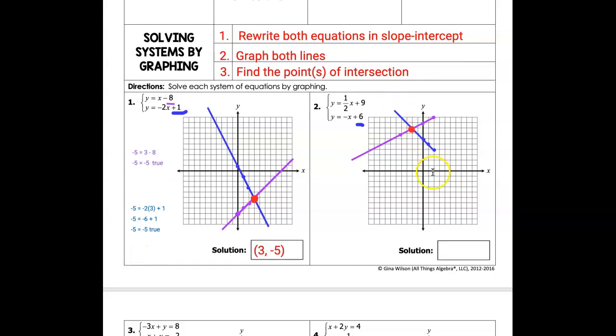All right, so that is at the point negative 2, and then up 1, 2, 3, 4, 5, 6, 7, 8. So negative 2, 8 is our solution for that system.